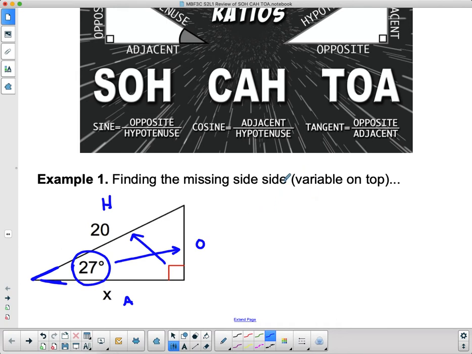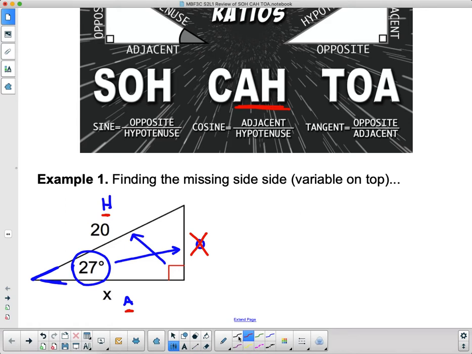So now we just have to figure out which ones we're going to use. Now this opposite side has no information on it at all. It's not asking us for it because it doesn't have a variable on it and it doesn't have a number, so it's completely useless to us. So we're looking for the one that has the A and the H in it. So if we take a look back up at SOH, we can see that the one that has the A and the H in it is the cosine.